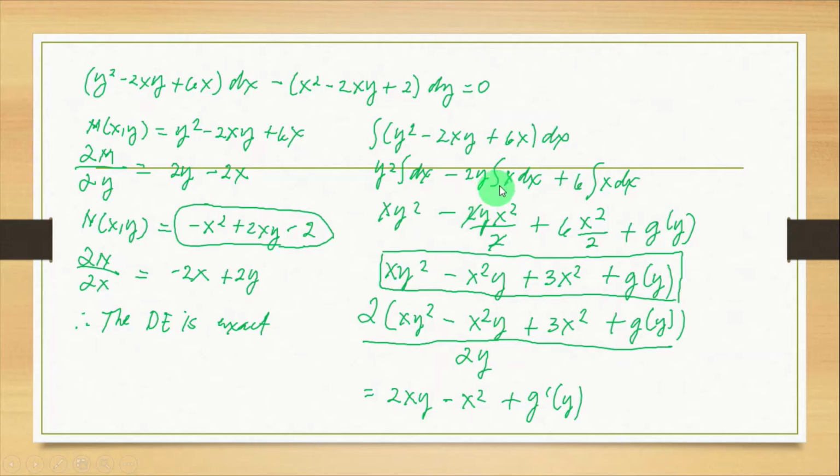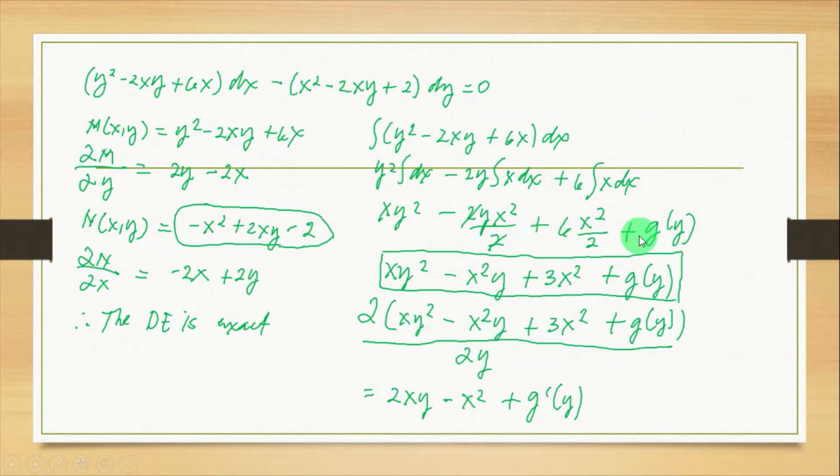minus, definitely the integral of x dx is x squared over 2. So you have negative 2y times x squared over 2, plus 6 times the integral of x dx, which is x squared over 2. So you have 6x squared over 2, plus, of course, the function g of y. The reason why we are adding here your function g of y is because in our integration process, we are only getting the integral with respect to x.